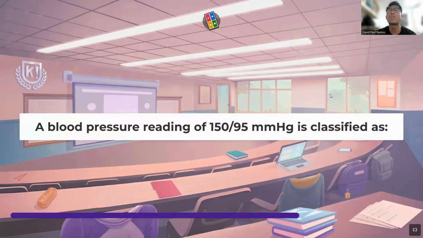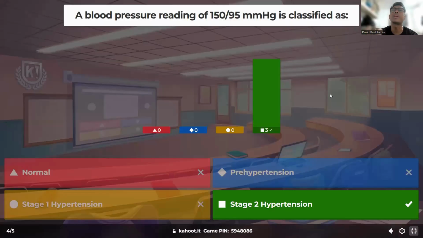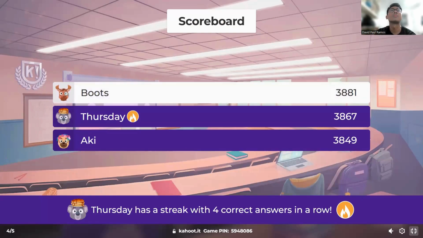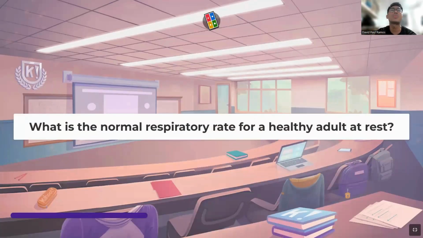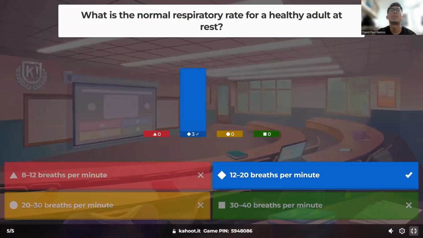A blood pressure reading of 115/95 millimeter mercury is considered very good. It's second stage hypertension. So this is the last. What is the normal respiratory rate for a healthy adult? It's 12 to 20 breaths per minute. Very good.